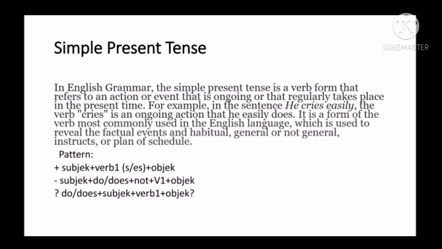Positive sentence: subject plus verb 1 plus s or es plus object. Negative sentence: subject plus do or does plus not plus verb 1 plus object. Interrogative sentence: do or does plus subject plus verb 1 plus object.